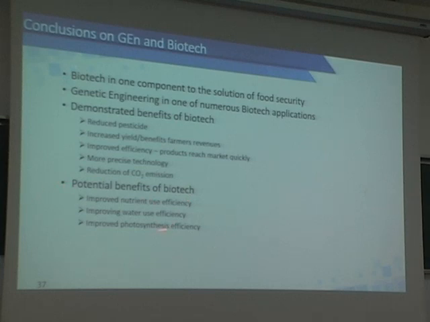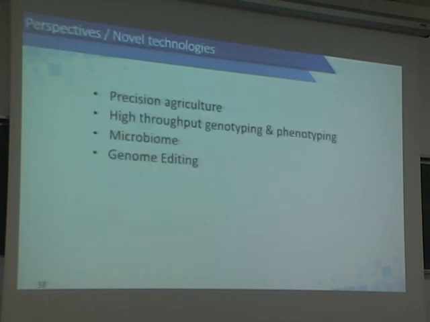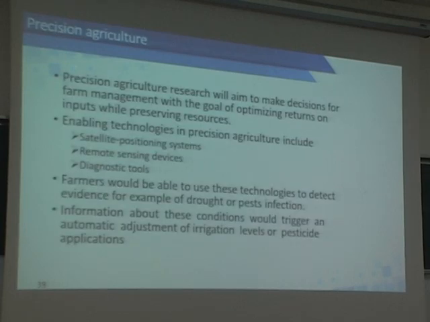And this is where the potential lies: using this technology to improve nutrient use efficiency, water use efficiency, and photosynthesis efficiency. There's a lot of research in this area, including some I shared with you, and this is where I believe this technology can play an important role in food security. To finish my talk, I will discuss some perspectives and technologies that could also contribute to food security in the future, and I will say a couple of words on genome editing.